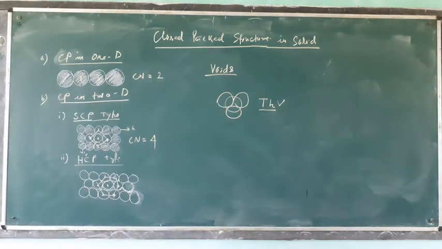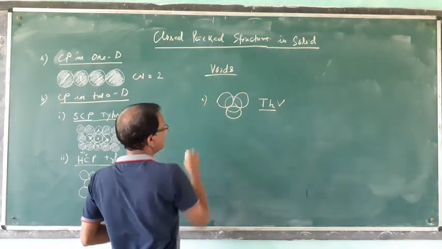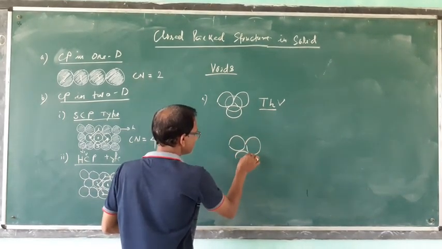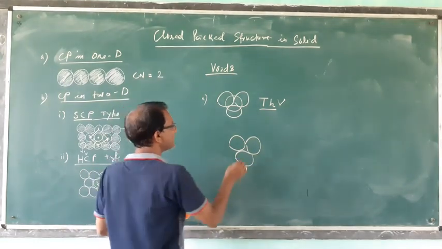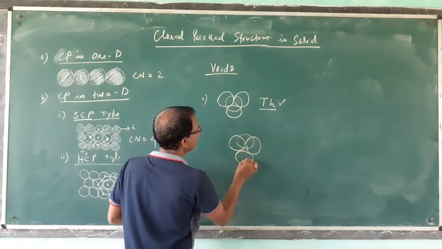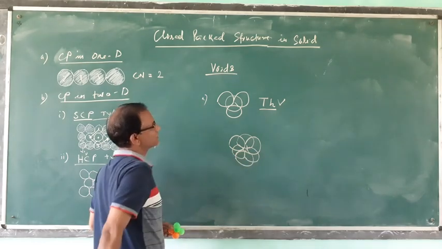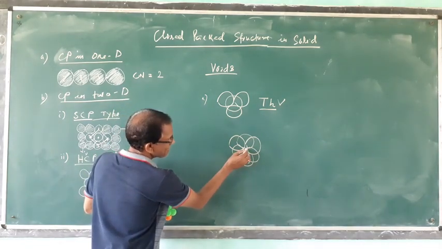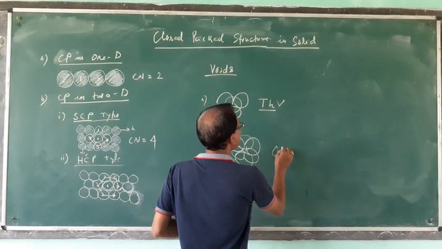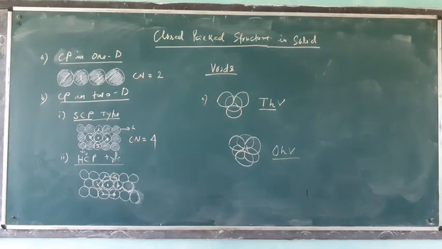Another type of void can be formed if you take three spheres, then you place another three spheres at the depressions. So this gap is called an octahedral void. Tetrahedral void, and the other is octahedral void.